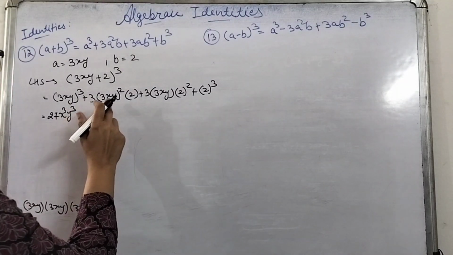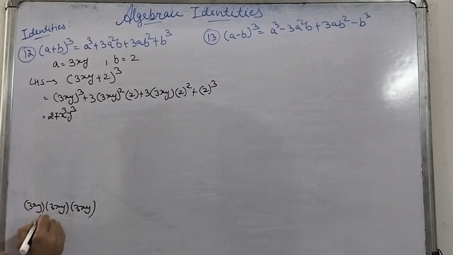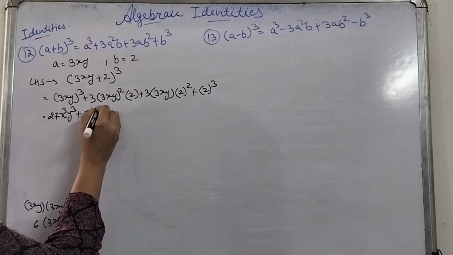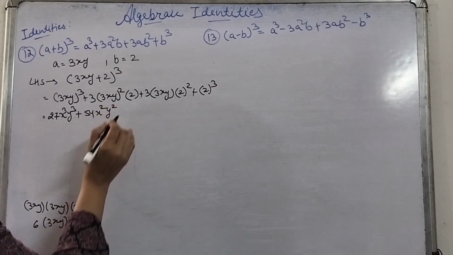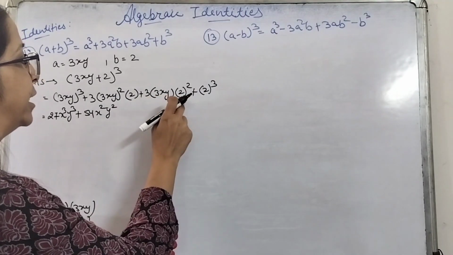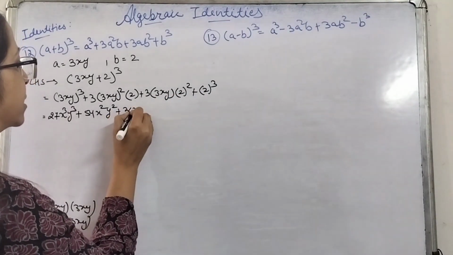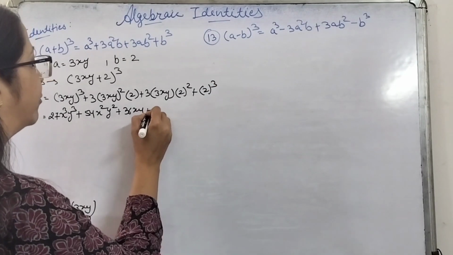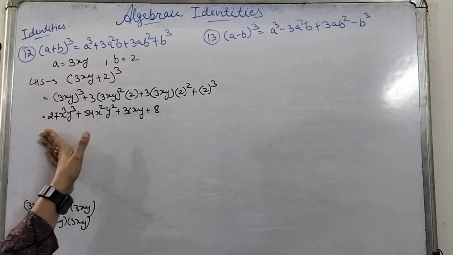3 multiplied by 2 will be your 6. 6 multiplied by your (3xy) whole square. That means 3xy multiplied by your 3xy. 6 3 3s are 9 and 6 9s are 54. 54 x into x will become x square, y into y will become y square. Now here square of 2 will be 4. 3 3s are 9 and 4 9s are your 36xy. And 2 cube means 2 multiplied by 2 multiplied by 2, that will be your 8. This will be the answer.